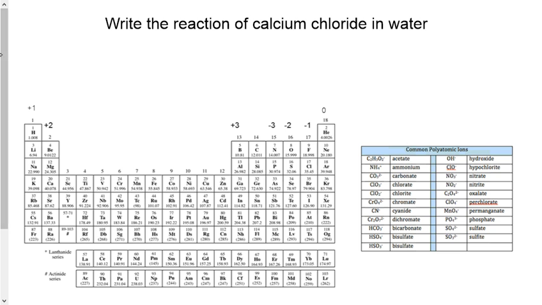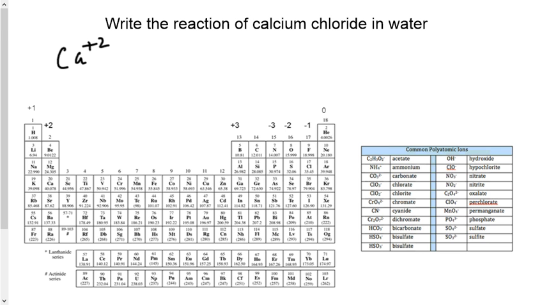Let's go ahead and try the next one. Reaction of calcium chloride in water. Once again, pause the video and then make an attempt and then restart. Okay, let's see how you did. So calcium chloride in water. Calcium is in a group 2 here, so that's Ca. And that'd be +2. And chloride is not on the polyatomic ion chart, so it must be in our regular periodic table. There it is, Cl.